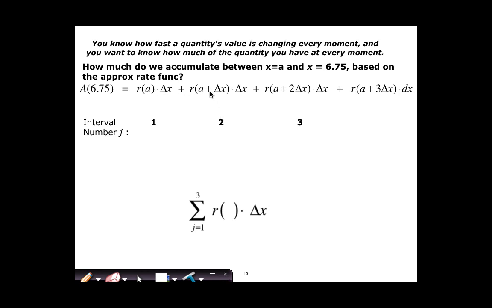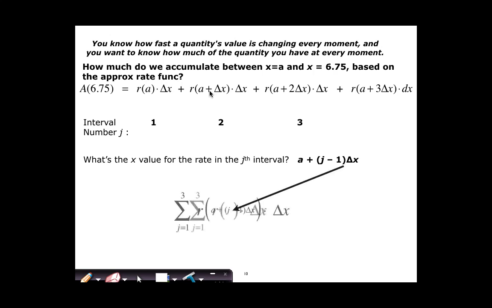And every time I put in one larger value of the index, I'm getting one more delta x, but it doesn't start at 1 delta x, it starts at 0. So yeah, the j minus 1 trick. In the jth interval, I'm going to have j minus 1 delta x's added onto that a, or I will have gone through j minus 1 intervals to get to the start of the jth interval. So to finish up this sum here, we'll just put that inside.